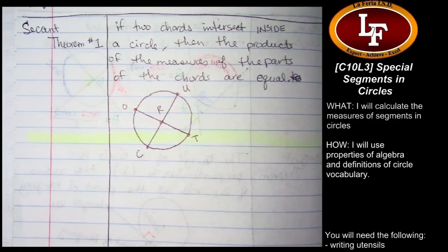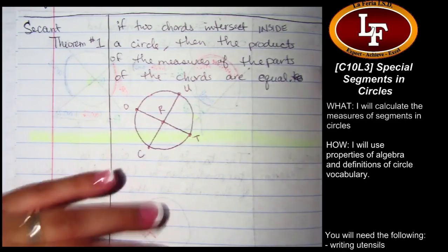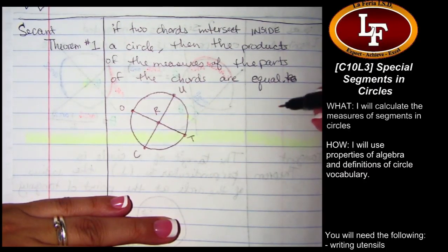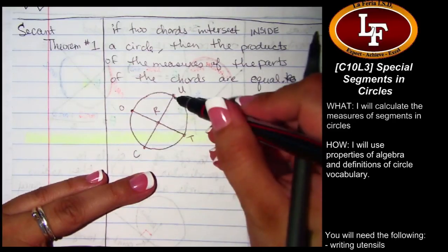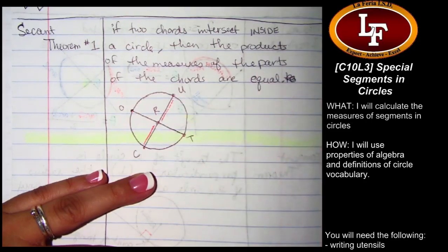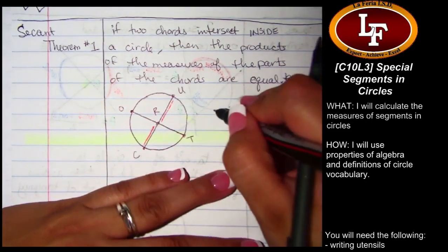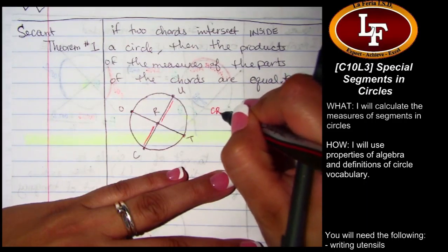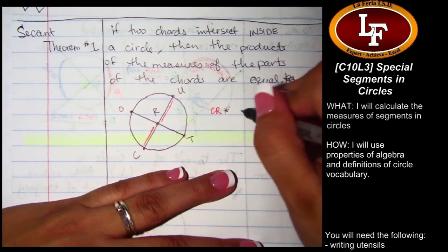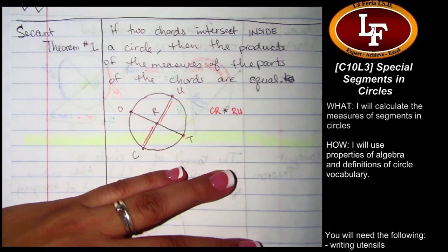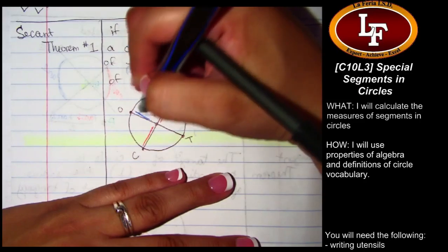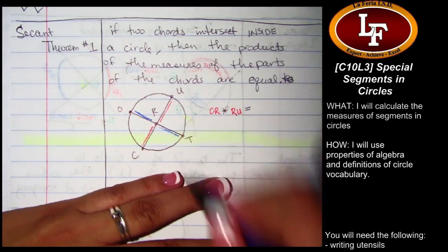All right, so here's what this theorem is saying. We have the setup, the hypothesis, and so the conclusion is the products of the measures of the parts of the chords are equal. So here's one chord from C to U. Here's one part of the chord. Here's the other part of the chord. And this is why the colors are going to be important for you guys if you're easily confused on things like this. So we have this segment piece right here, CR, that part of the chord, times UR, that segment part of the chord. And that's going to equal this other segment piece here and this other segment piece here.